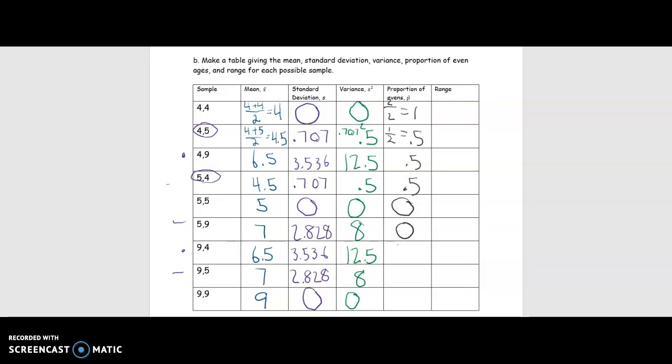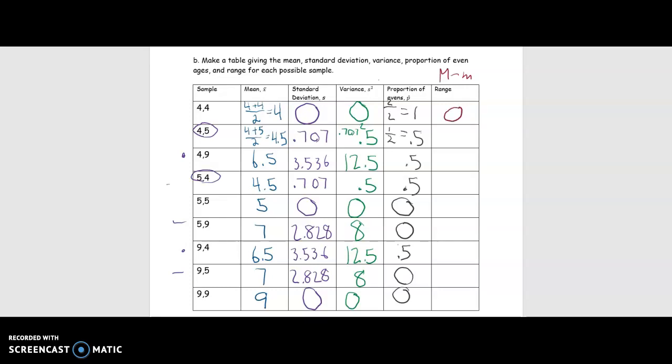And then 9 and 4, we have 0.5, or 1 out of 2. Then we have 0 and 0 again. Our last statistic is the range, which is the maximum minus the minimum of each data set. So the range of the first would be 0.